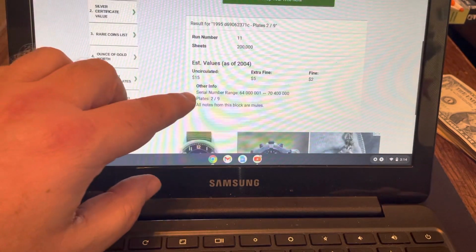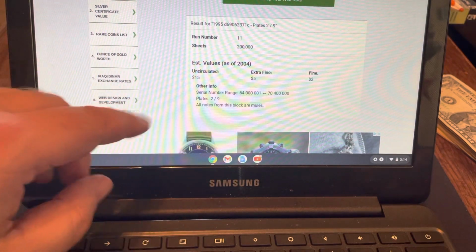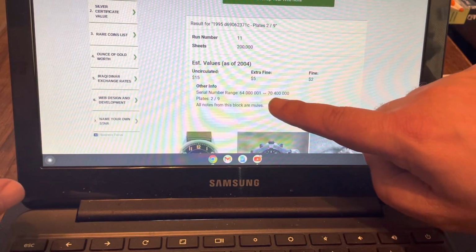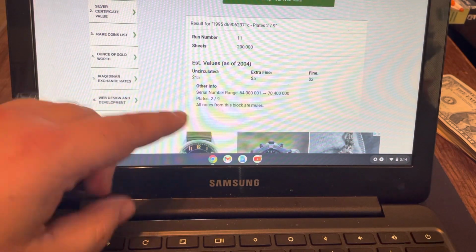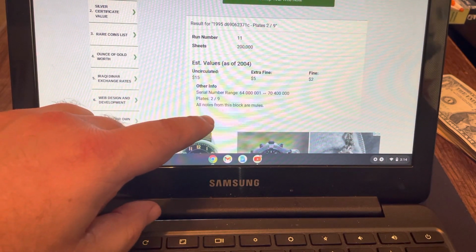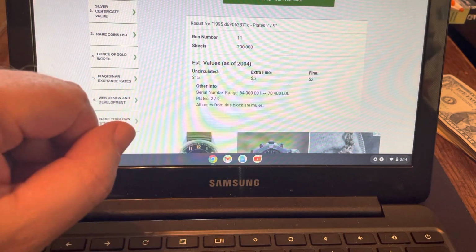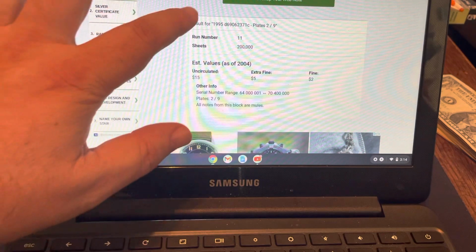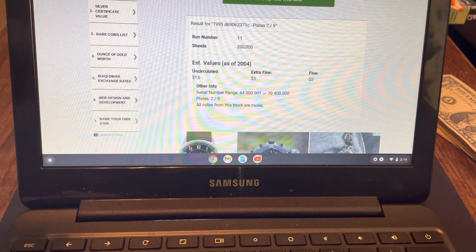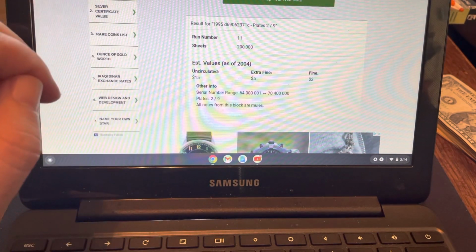And it does give you the range of serial numbers. So you can see 64 million to 70 million. That's only 6 million notes in this particular plate run. And then it specifically says all notes from this block are mules. So that block would be the DC block. So all DC blocks from 1995 would be considered mules. So that's how you'd find out if it was a mule or not.